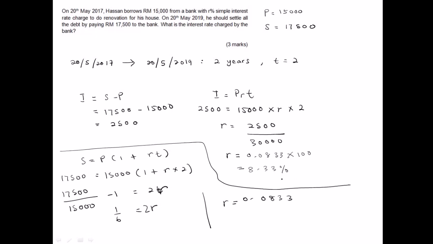Okay, we get 0.0833. So here we can see that even though we are using two different ways or two different methods to solve the problem, we still manage to get the same answer. So final answer 8.33%. Okay, remember when solving the question, any question for any topic, always write down the formula first.